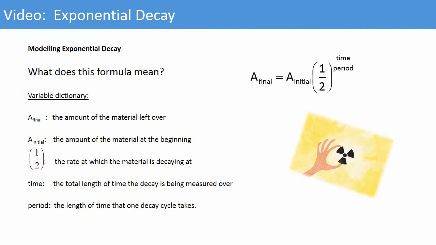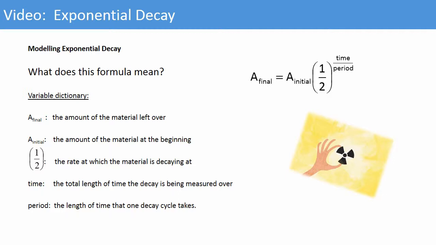A final is the amount of material that's left over. This would be the sample size that's been obtained after a certain length of time. A initial is the amount of the material at the beginning. This is always 100%. 1/2 is the rate at which the material is decaying. Since we are dealing with half-life, half has to be the fraction 1/2.